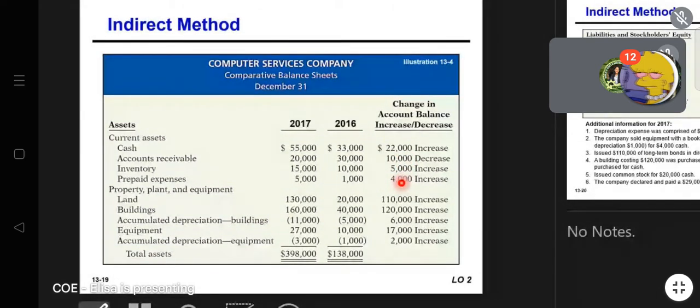So our problem now is whether we add back or deduct these items. That's what we are going to analyze now. I would like to pose questions so we can rationalize it. From 30,000 in 2016, it became 20,000 in 2017. So there's a decrease of 10,000. What do you think will happen to your cash? Will it increase or decrease?